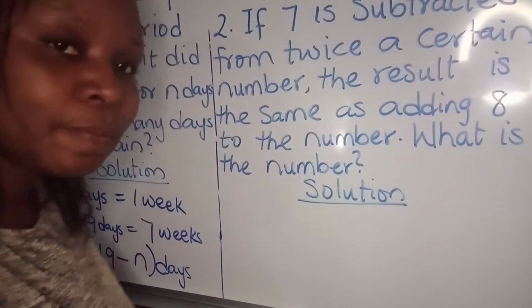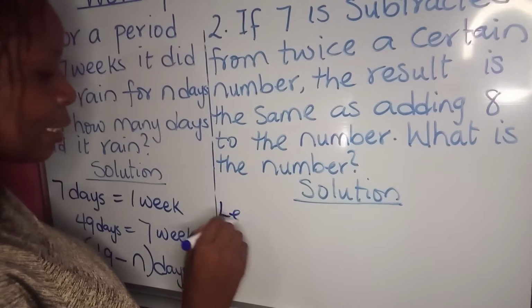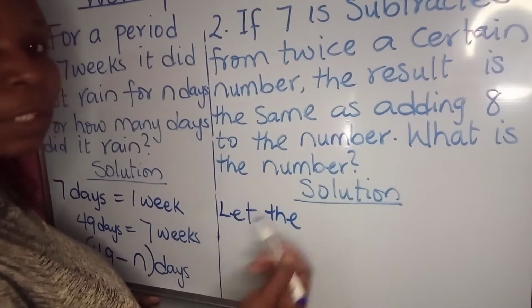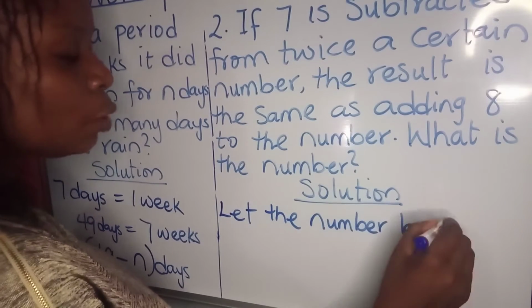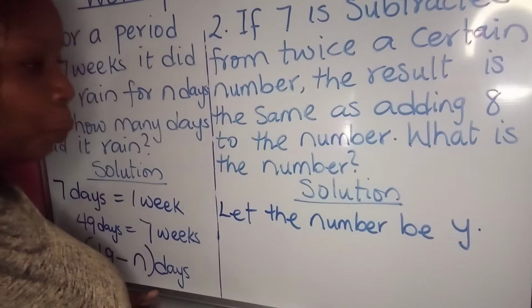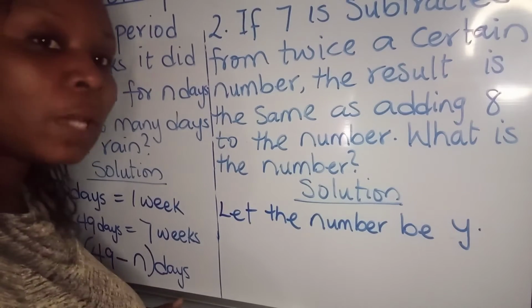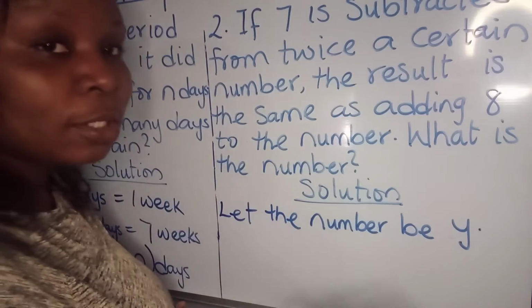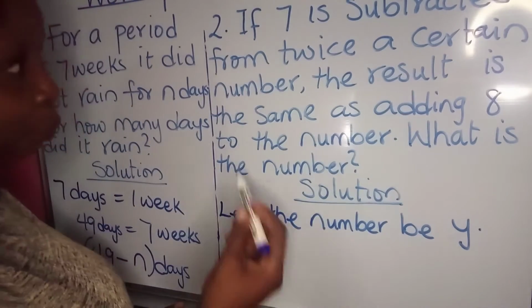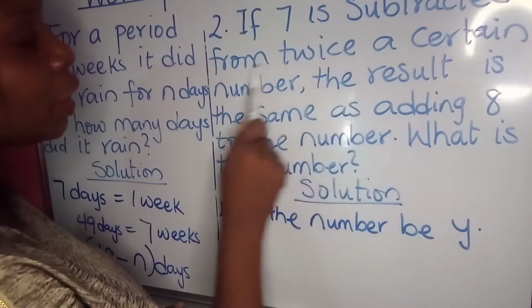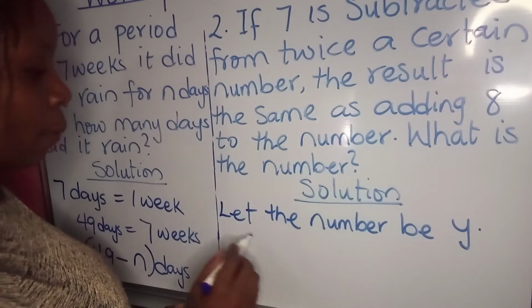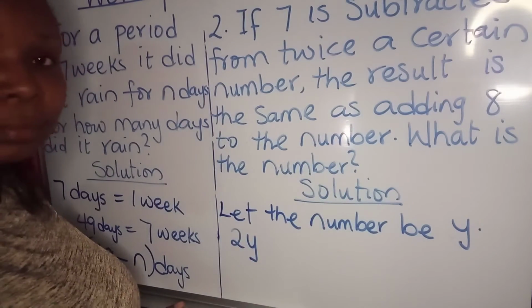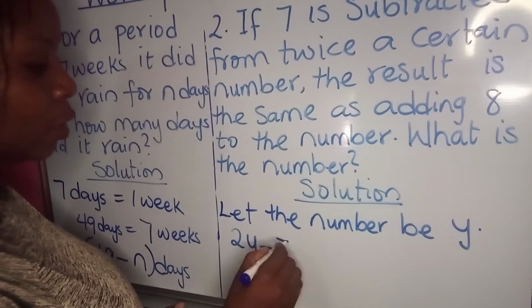Okay, let's get to it. That certain number, we're simply going to give it a name. Let's call it y this time around. We have overused x. Let's call it y or z or whatever letter you like. Now, we'll read the question step by step and form an equation. It says if 7 is subtracted from twice a certain number. The certain number is now y, so twice the number is 2y, and 7 is subtracted from it, that's minus 7.